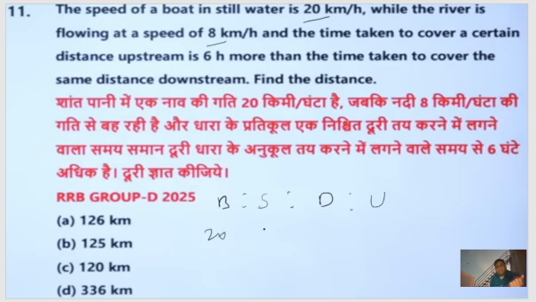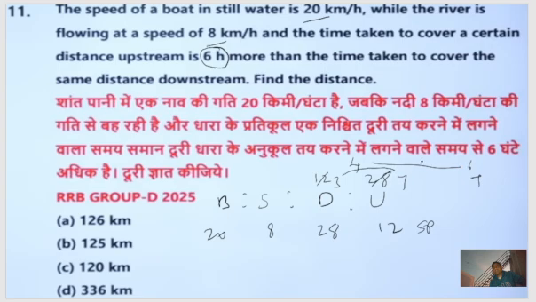Here it is 20, stream speed is 8, so downstream is 28, upstream is 20 minus 8, which is 12. So we know this is a speed ratio, so we are converting it into the time ratio. It becomes 12:28, so 3 and 7. This is the time ratio, 3:7. So the difference between 3 and 7 is how much? 4. But the actual time difference is how much? The actual time difference is 6 hours between them.